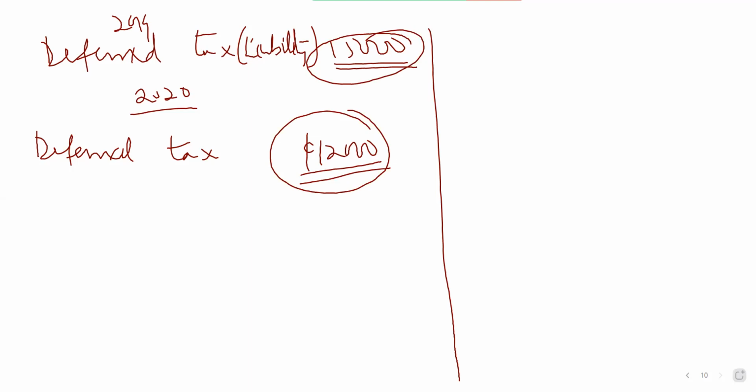15,000. But the total now is what? 12,000. So what is happening? Our provision is reducing, isn't it? Yes. If our provision is reducing, what happens to profit? To increase. So you go and subtract this from what?